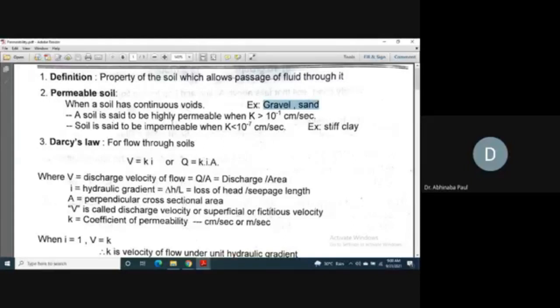A soil is said to be highly permeable when K is greater than 10 to the power minus 1 centimeter per second. So try to remember the unit of permeability: centimeter per second or mm per second. So this is the unit.